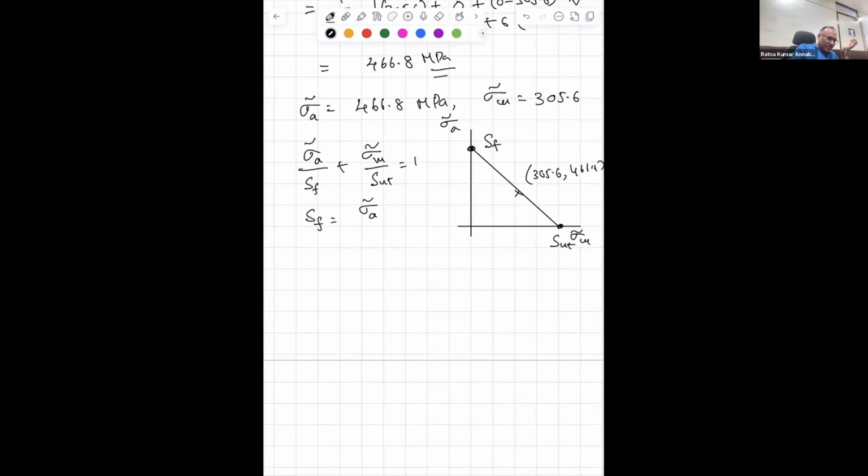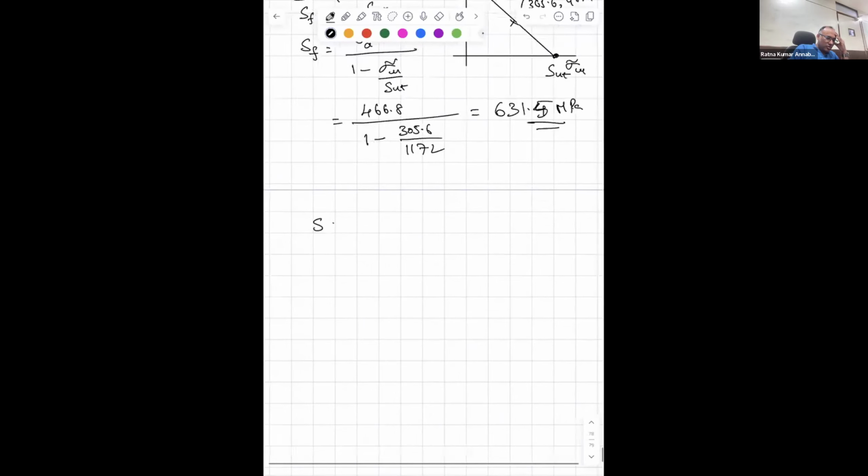I am calculating my SF, that is sigma A tilde divided by 1 minus sigma M tilde by SUT. Sigma A tilde is 466.8 divided by 1 minus sigma M tilde, which is 305.6 by 1172. That comes out to be some 631.4 or 631.5 MPa. So this point is 631.5. Now you have S is equal to 1584 n to the power minus 0.094.